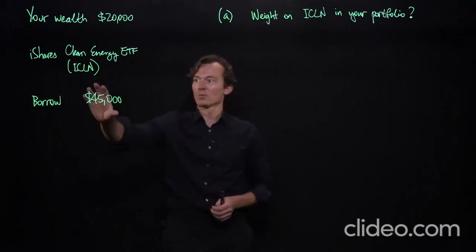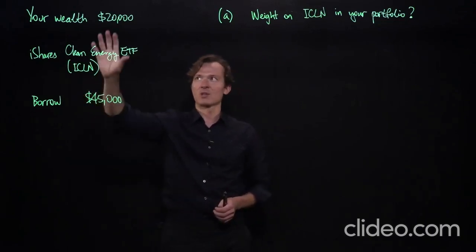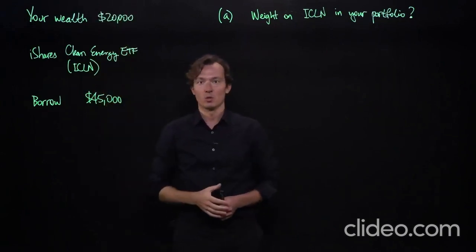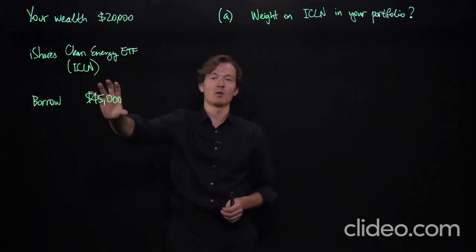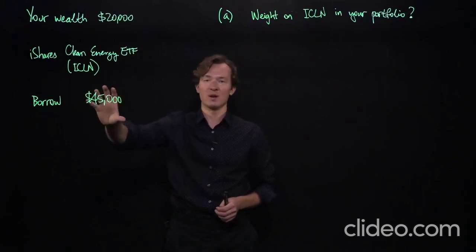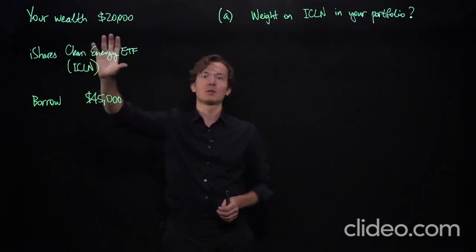Your broker allows you to borrow up to $45,000, given your wealth of $20,000. So what you will do is borrow the full amount of $45,000 and invest all of it into this ETF.